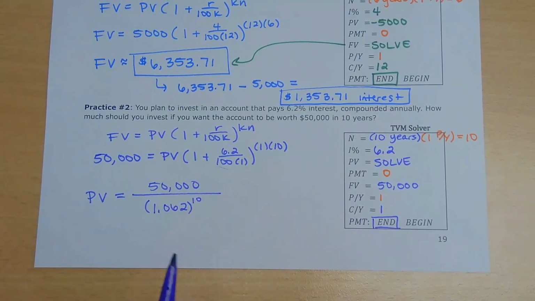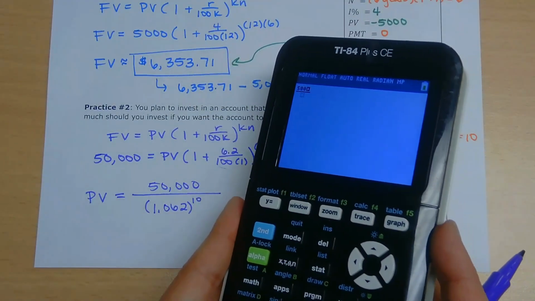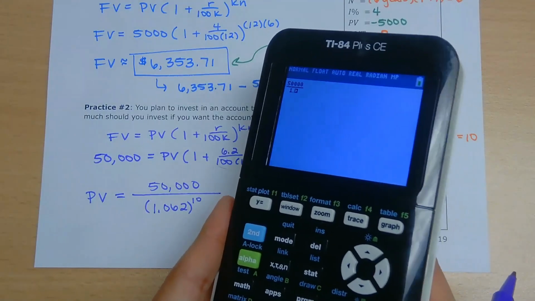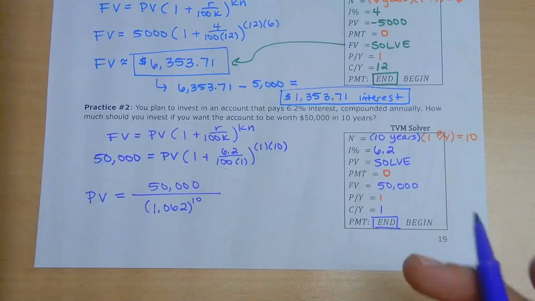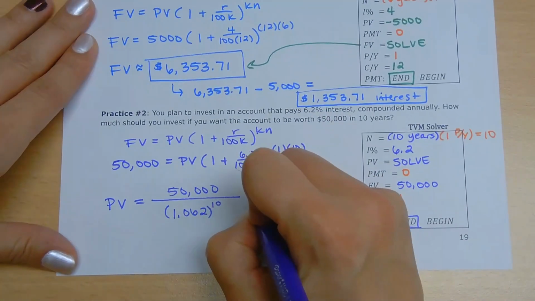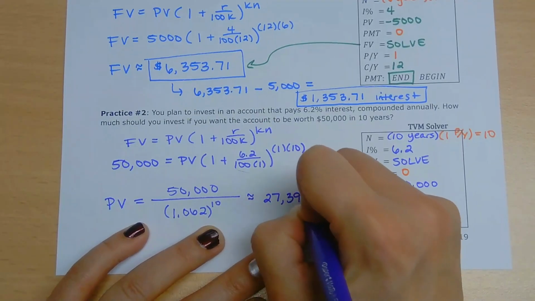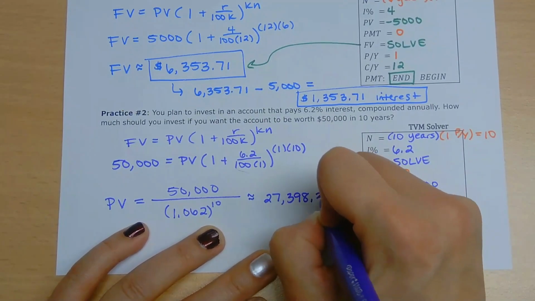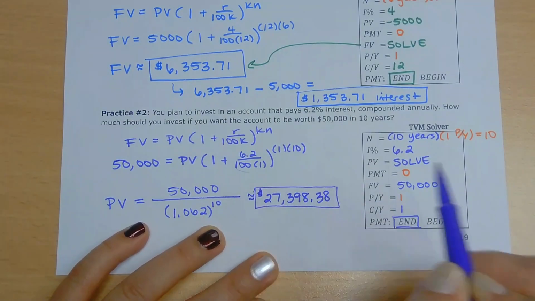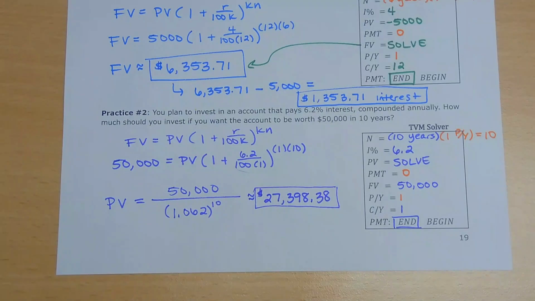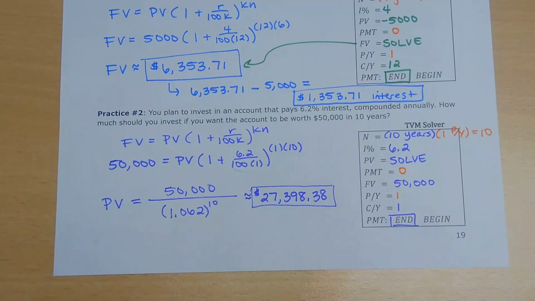You don't need to do that. You could write it out the long way. But if I do that, it just makes it a little easier to type 50,000 into the calculator sometimes. So I would need to invest approximately $27,398.38 in the account because 6.2 is actually a really good interest rate and 10 years is a long time. So in that amount of time with that interest rate, this would actually almost double, which is pretty incredible.